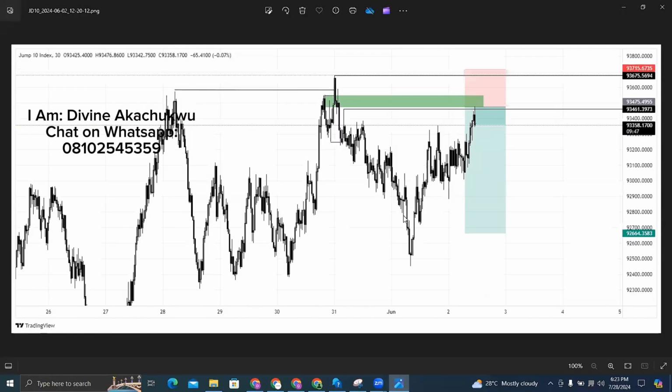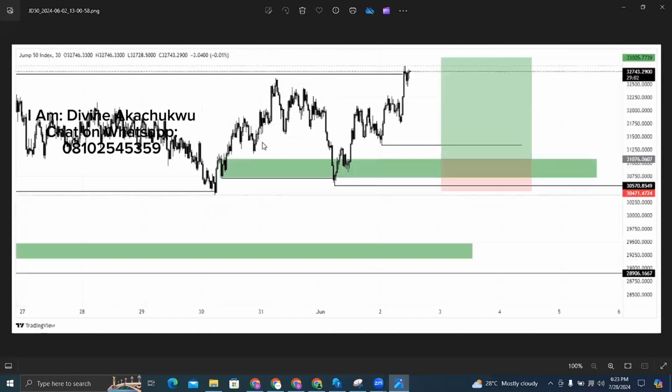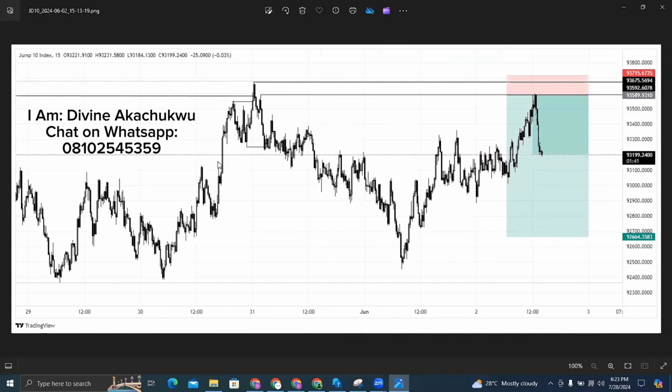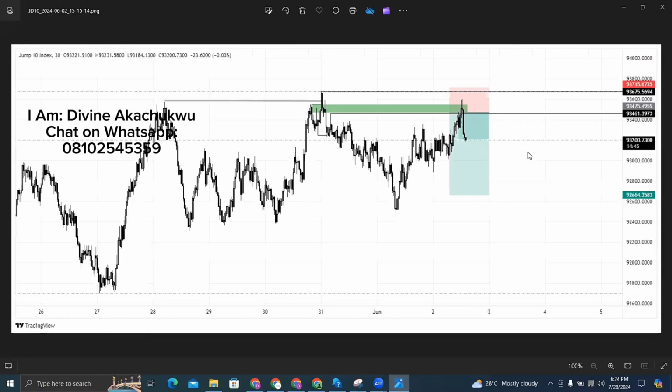Clean 1:3 RR. This one, jump 10 index, also played out. Look at the jump 10 index. You can see how it's playing nicely. If it's 1:3 RR, I should be out of the market from here. But I think I was targeting low to take out this low. But then with 1:3 RR, I'm okay.